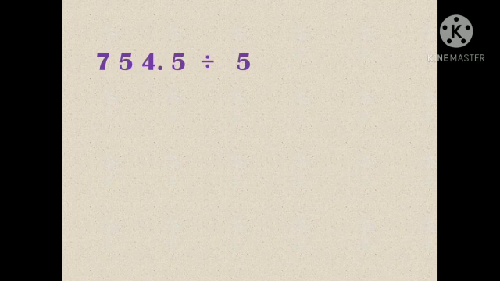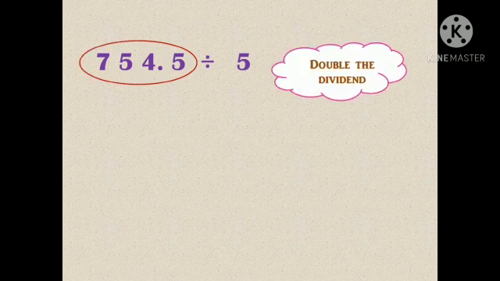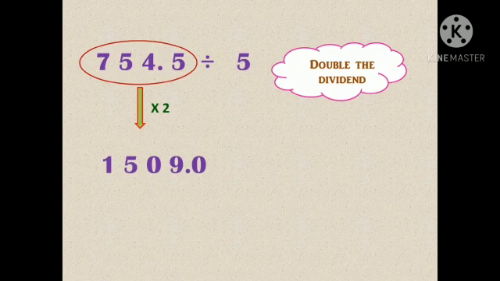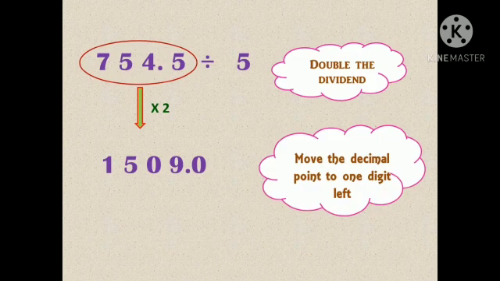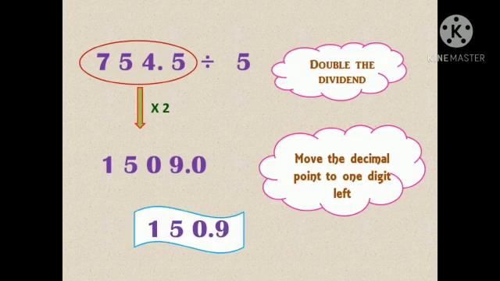So here is a problem. First we take the dividend and double it. So we multiply 754.5 by 2, and we get 1509.0, that is 1509. Second, we move the decimal point one digit left, that is we keep the decimal point between 0 and 9. So we will get 150.9. This is the answer for 754.5 divided by 5.